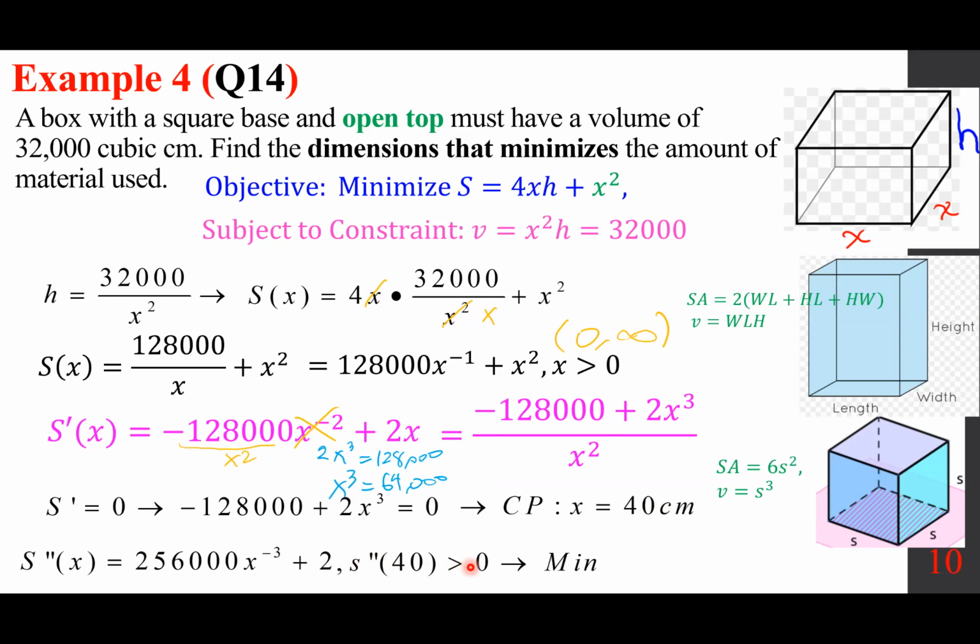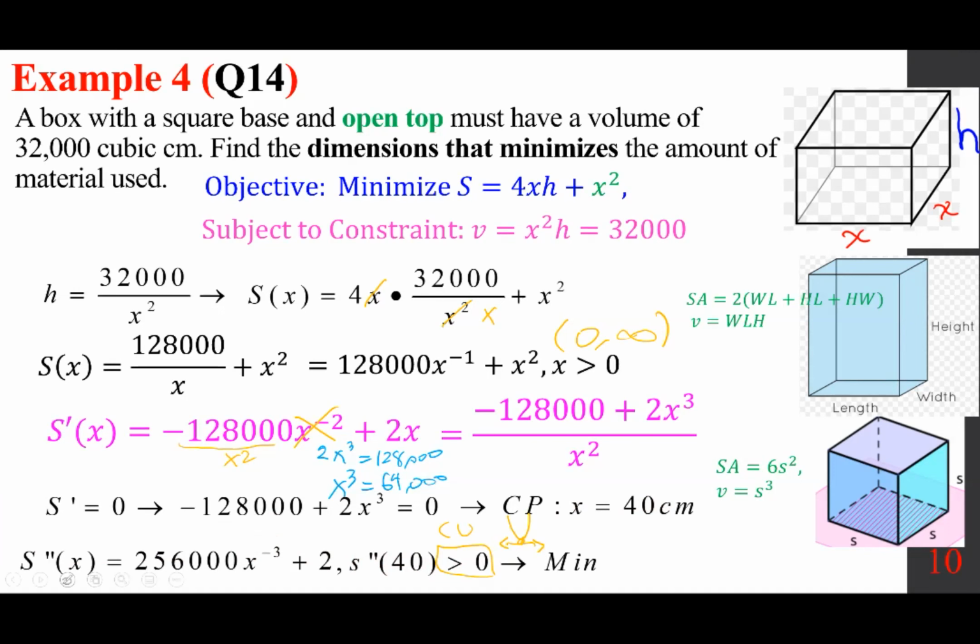Why again? Because when it's positive, it means concave up, looking like that. And that's why it's the minimum.